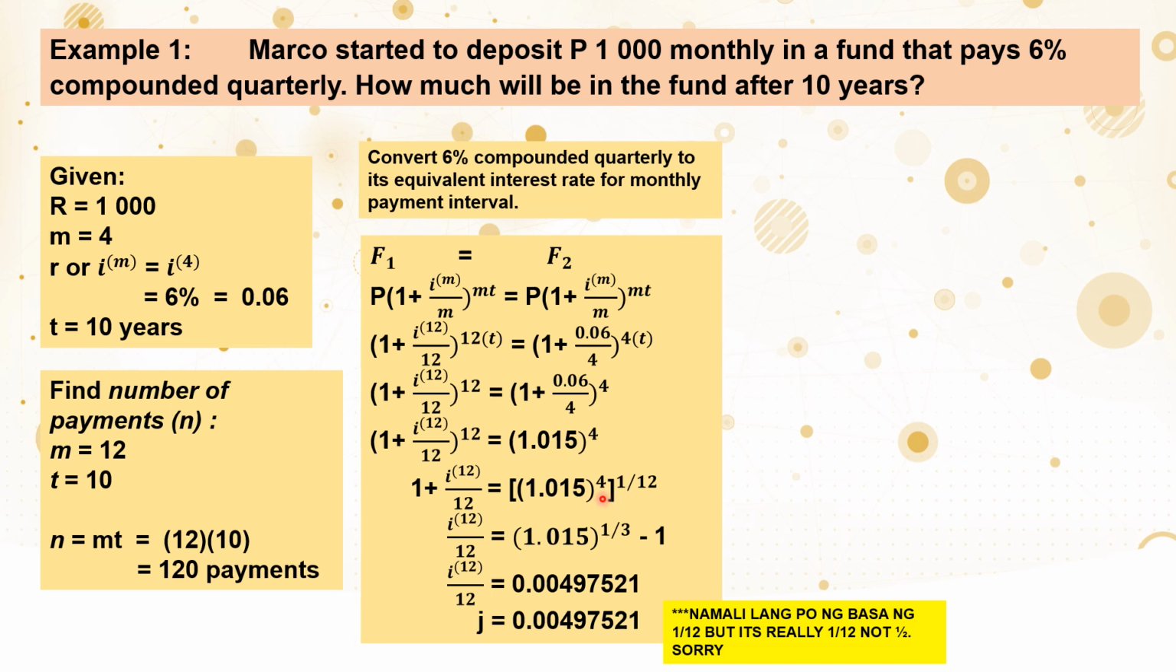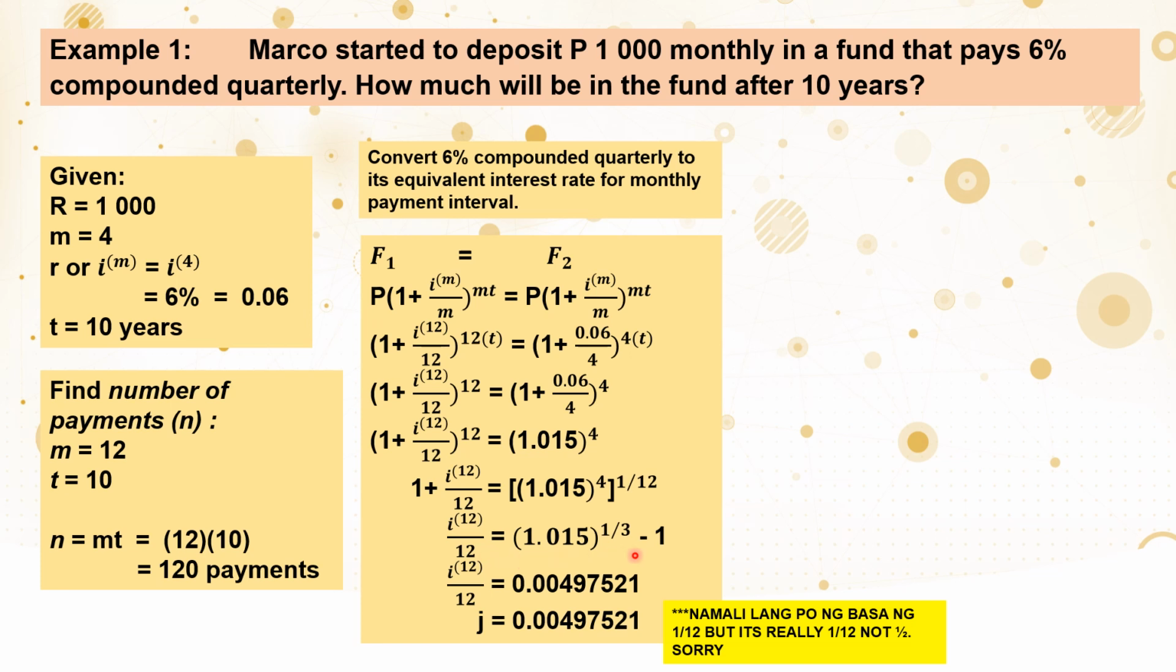Or let's first do the exponents. So, 4 times 1 over 12 is equal to 1/3. And then, just copy 1.015. And then, the 1 here, let's move it to the right side. Transpose. So, when we transpose, the positive 1 becomes negative 1. So, on this side, what remains is I raised to 12 over 12.